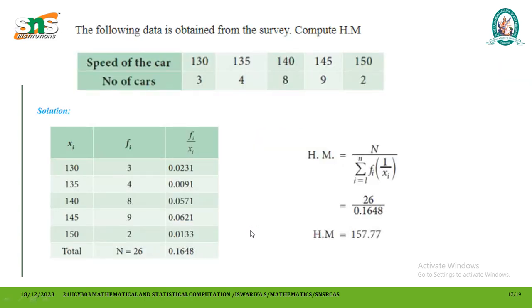So the next one is the discrete series. Here the x values and f values are given. This is the formula for the harmonic mean. First I have to calculate the f divided by xi. I have to divide the f value by the xi value. Using that, I found the f by x values, and by adding all these values I get the summation value. Then for n, I have to add the f values. I get n as 26. Then I have to substitute both values in the formula. For the simplification I get an answer of 157.77 as the harmonic mean for this problem.